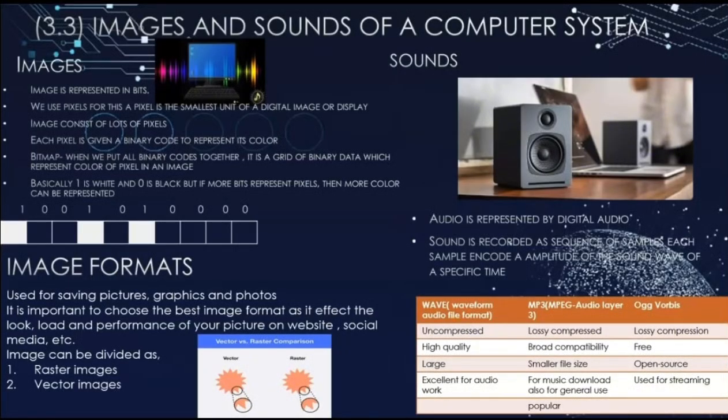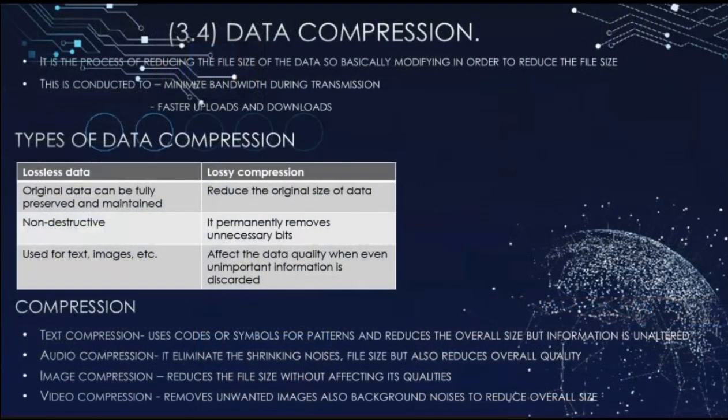Sounds. Audio is represented by digital audio. Sound is recorded as a sequence of samples. Each sample encodes the amplitude of the sound wave at a specific time. Waveform audio file format is uncompressed, high quality, large, and excellent for audio work. MP3 is lossy compressed, with broad compatibility and the smallest file size for music download, also for general use, and this is a popular one. OTHM is lossy compression, free, open source, and used for streaming.